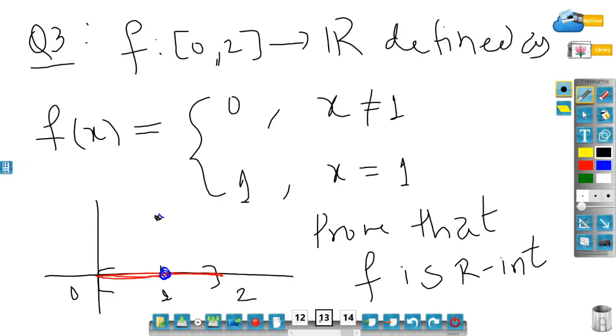Now let me go to the function. Here it is 1 minus delta, and here it is 1 plus delta. Between 0 and 1 minus delta, my function is straight away 0, so capital M1 is 0 and small m1 is also 0. Between 1 minus delta and 1 plus delta, my function value is 0, but at one point it is 1, so my supremum is 1 and the infimum is 0. Between 1 plus delta and 2, again the function is 0, so supremum and infimum both are 0.